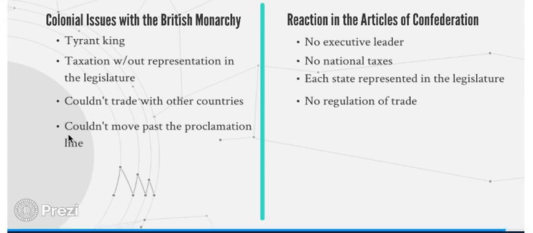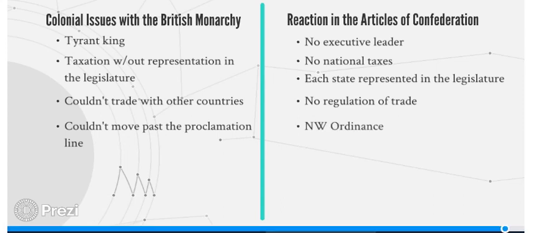All right. The fourth issue that we have with the British monarchy is that we cannot move past the proclamation line. So you can probably guess what happens next. We're all moving west. Okay, in what's called the Northwest Ordinance. The word ordinance just means a type of law. Okay, let's put a giant star beside Northwest Ordinance, all right, or highlight, dramatically mark, squiggly line, whatever you'd like to do.